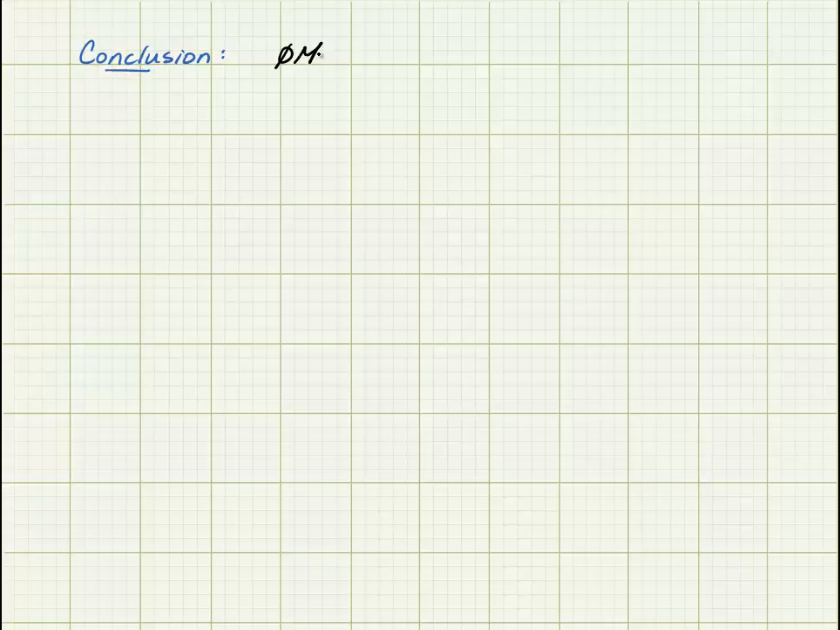So Phi-Mn, my factored resistance, was 280 kip feet. It was greater than my factored demand of 106 kip feet. Therefore, the W10 by 60 is sufficient.